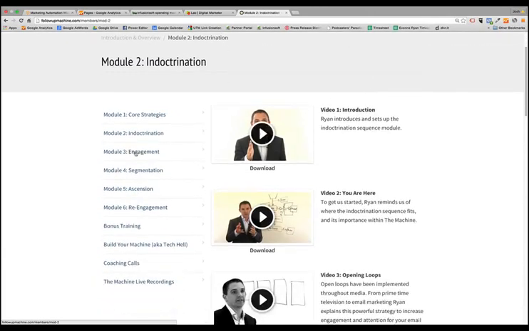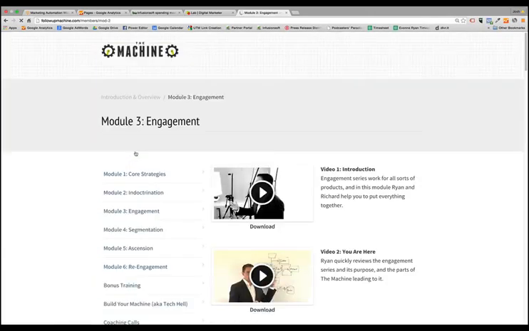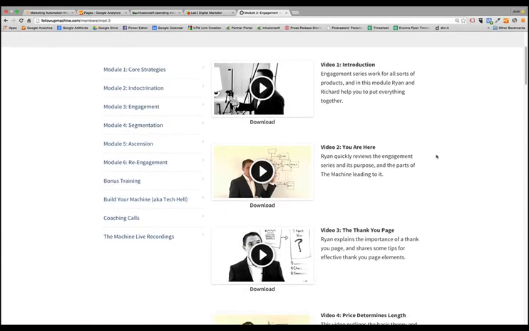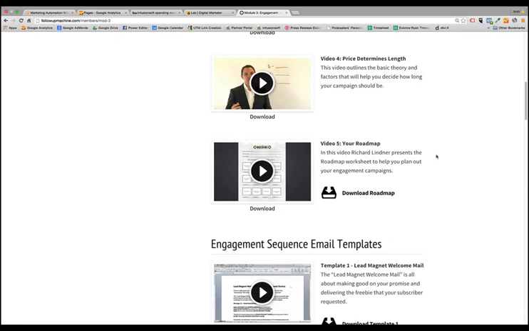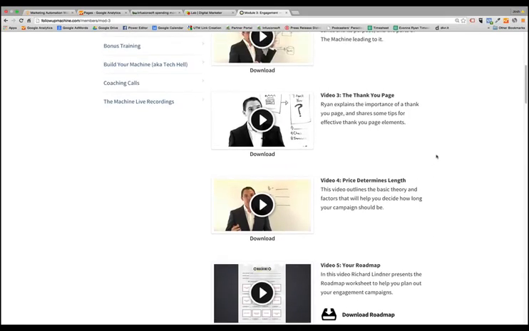Over here we've got the next step, which is engagement. Again, Ryan coaches you on the purpose of an engagement campaign and how it works within the overall machine strategy. He gives coaching on, for example, how the price of your core offer determines the length of the engagement series. Basically, if you've got an expensive core offer, then you're going to have a longer sales cycle.